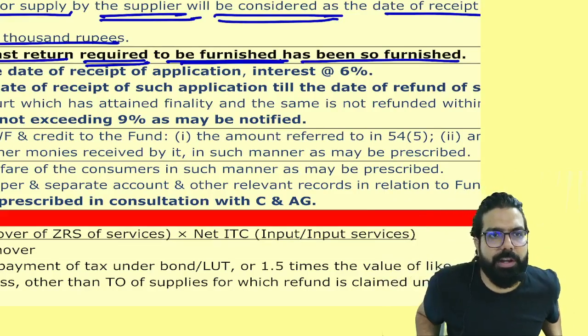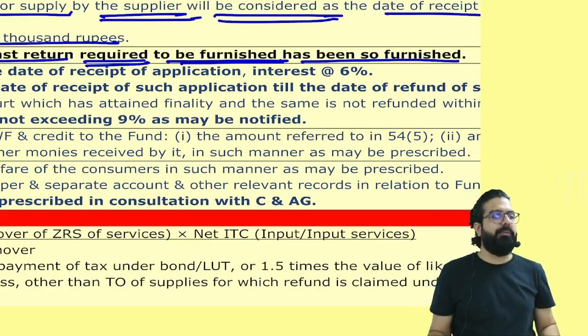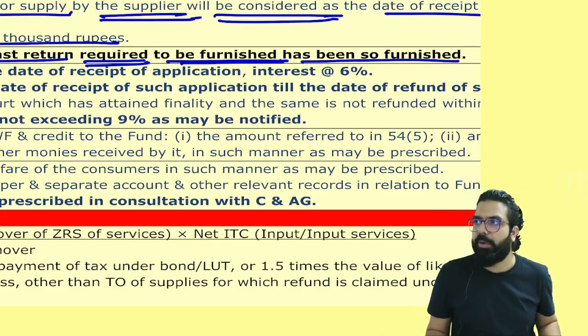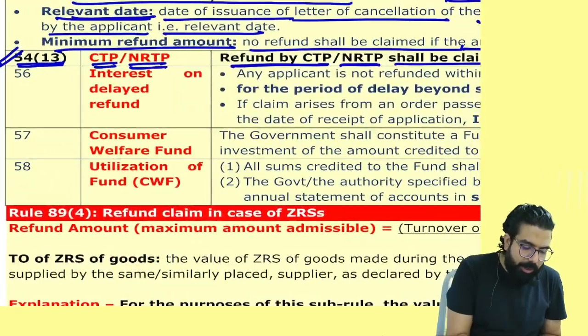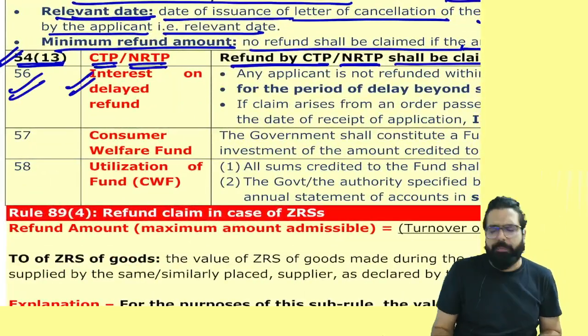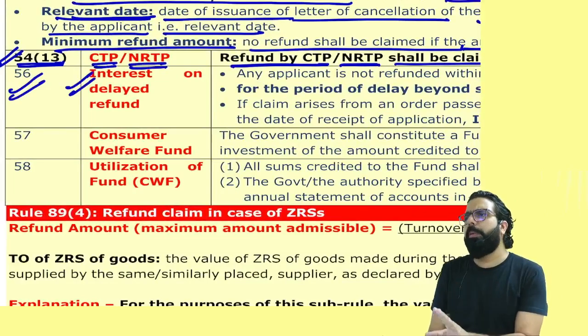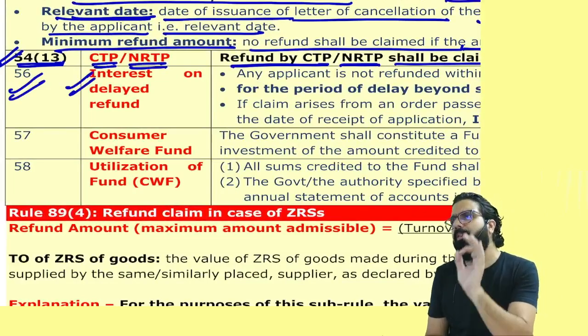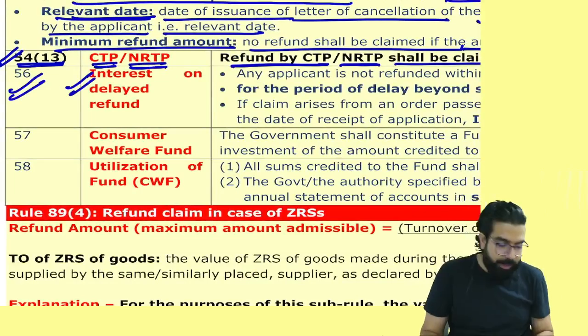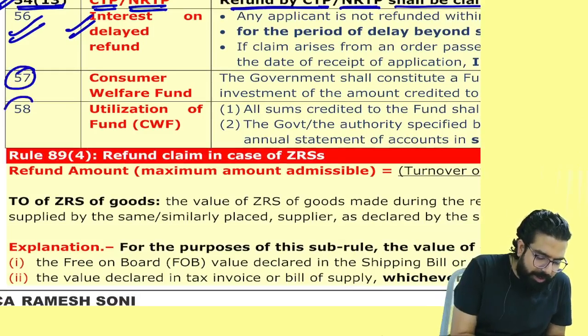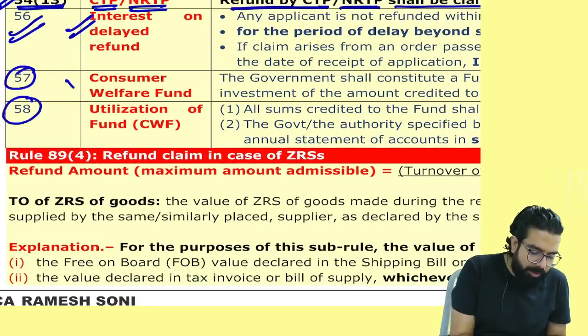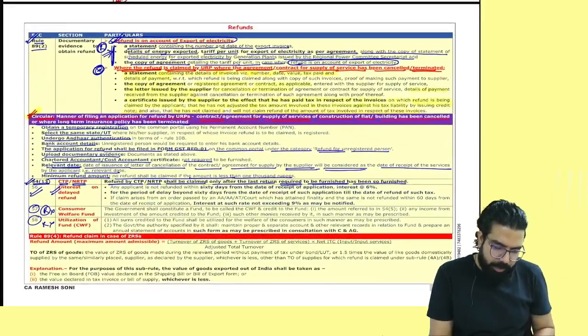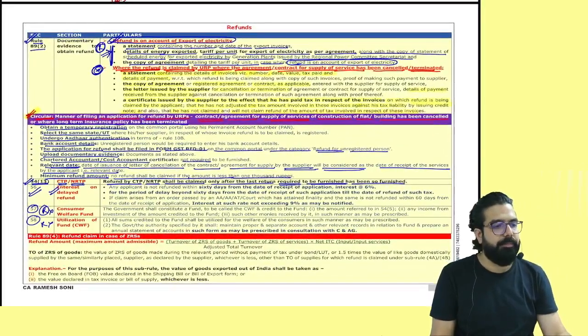Whatever amount is there in your e-cash ledger, you can claim a refund only after the return has been filed. Everyone over here, the interest on delayed refund, this you already know. Always remember, the interest on delayed refund is how much? 6%. The next one is section 57, and section 58 talks about the consumer welfare fund. This is just reading category, everyone.